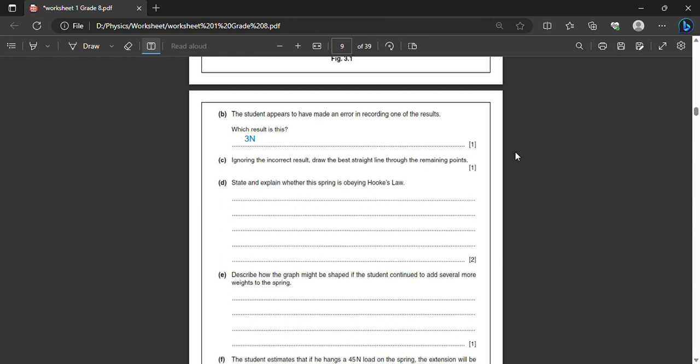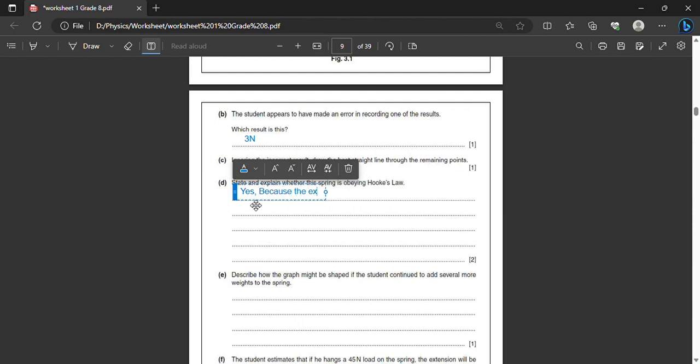Then they're asking, state and explain whether the spring is obeying Hooke's law. Yes, it is obviously obeying. Only that 3 newtons point is specific, not obeying it. The others are obeying, so we can write yes, it's obeying.